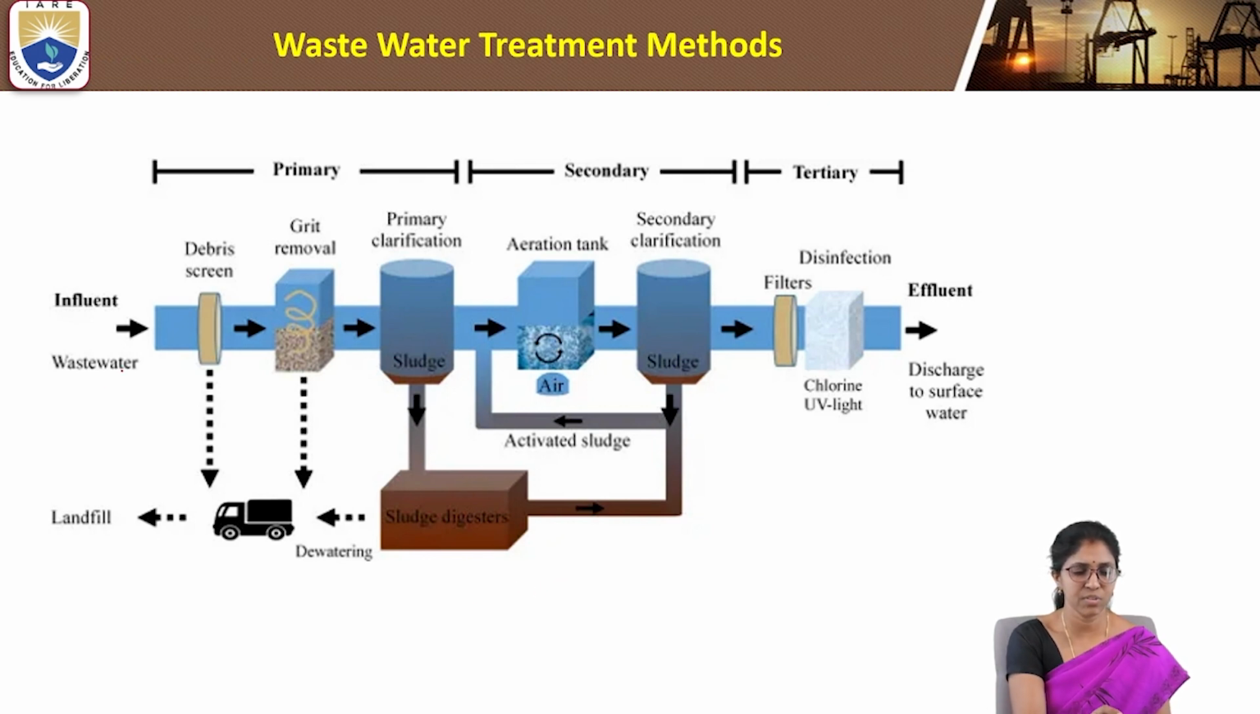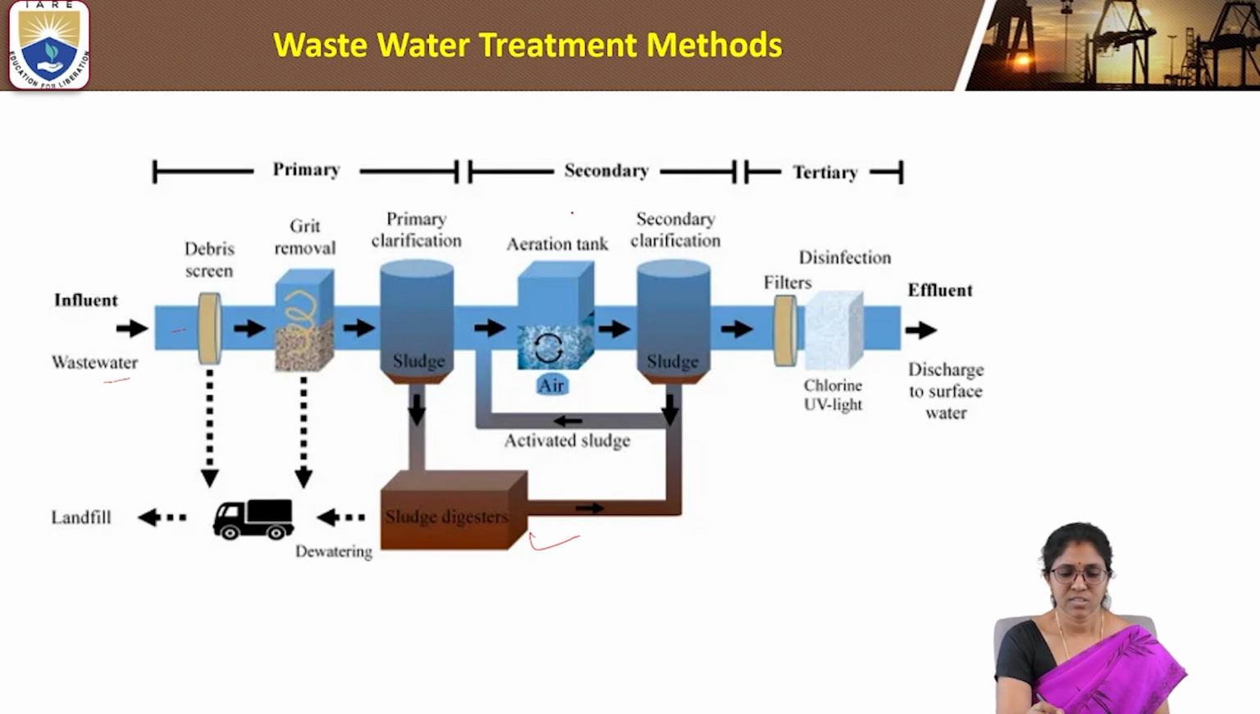In this, first the effluent, that is the wastewater, is pumped through the screen, to remove the solid, large particles from the water. After that, grit removal takes place by using grit channels. And then in the primary clarifier, sedimentation is taking place. That sludge is removed by the sludge digesters.